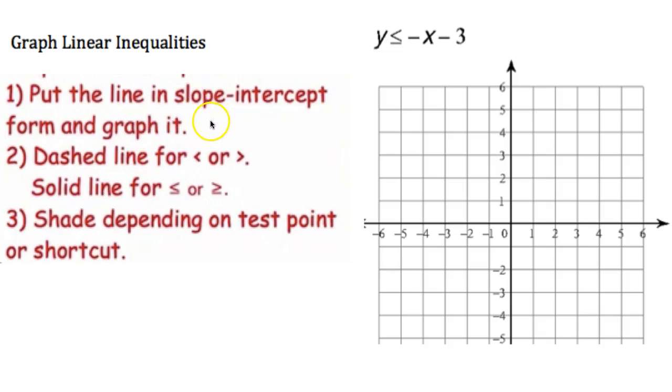If you remember, slope-intercept form is y equals mx plus b. This inequality is already in that form. We have the y by itself, and then the slope, and then the y-intercept. So let's graph it. The y-intercept is negative 3, so I start here, I go down 1, 2, 3. I start right there. And the slope is negative 1.